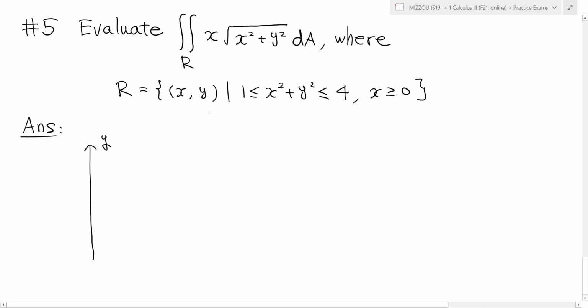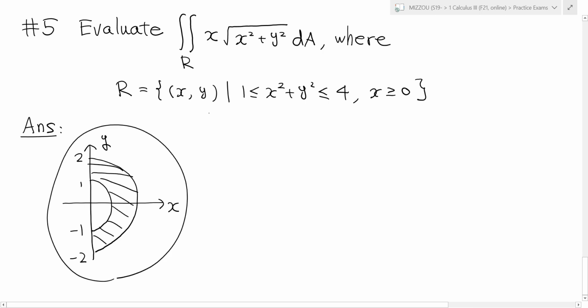Y, x, and then the circle with radius 1 and the circle with radius 2 in the region where x is bigger than or equal to 0. So that means the region of integration is this part, 1, -1, -2. All right, and then what? Well, since the region of integration is like a part of a disk, we have to use polar coordinates.